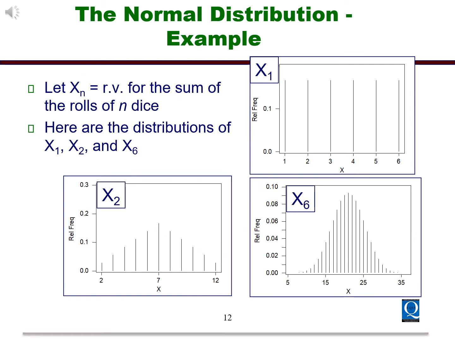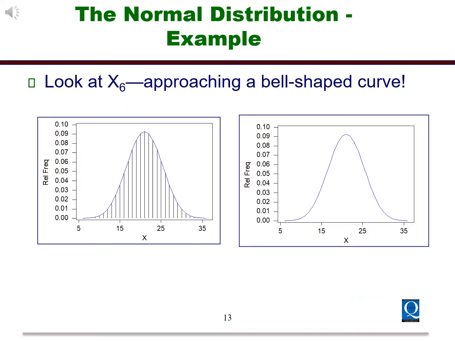Let's look at these distributions. If x sub n is a random variable representing the sum of rolling n dice, then on the slide there are the distributions for x1, x2, and x6. Notice that for x1 we have what we call a uniform distribution. Each of the 6 outcomes has equal probability. Now, as we add more dice, we get a distribution that is becoming more and more symmetric. By the time we get to the sum of all 6 dice, we see a nice bell-shaped curve. We would consider this a normal distribution.